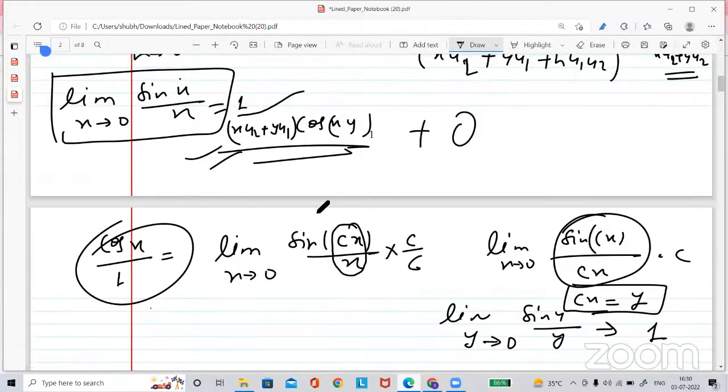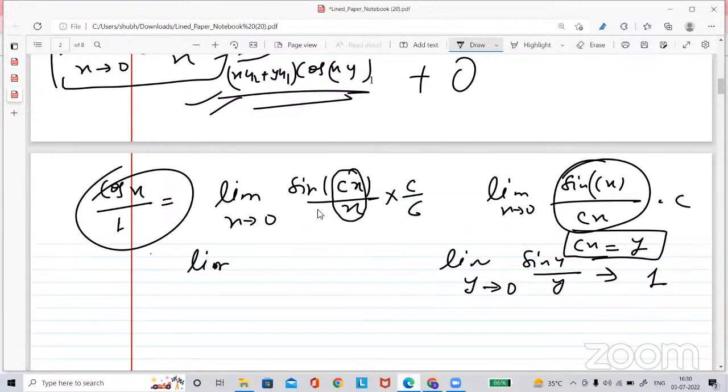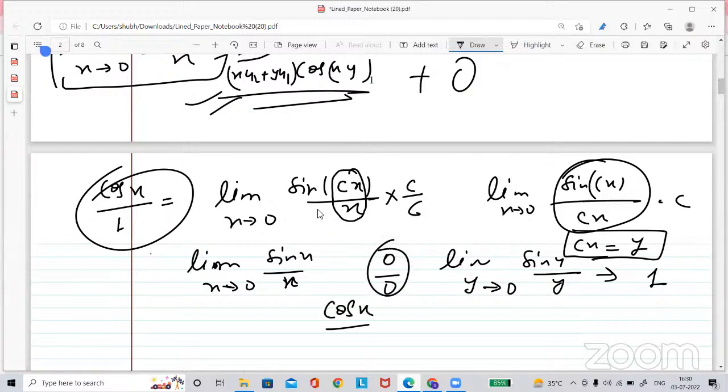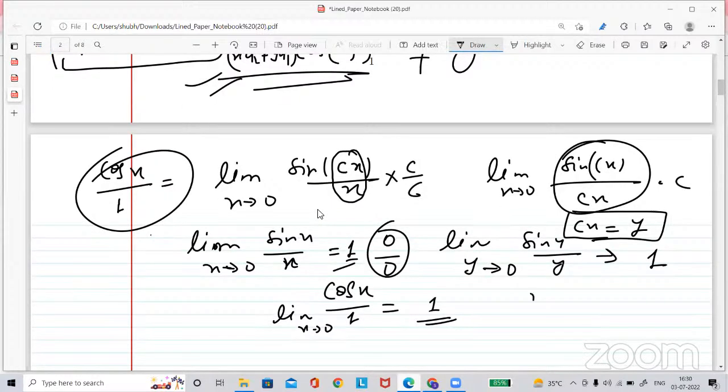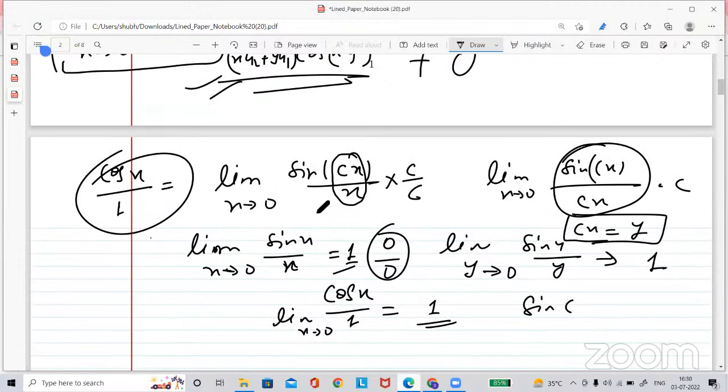See, if you want to find the limit as x tends to 0 of sine x upon x, this is actually an indeterminate 0 by 0 form also. We can apply the L'Hopital rule here. So it is going to be cos x upon 1. Now find the limit as x goes to 0, and cos 0 is 1. So also, you can apply it here itself if you have sine cx upon x. So if you apply the L'Hopital rule, you will get c. Okay, sir. Thanks.